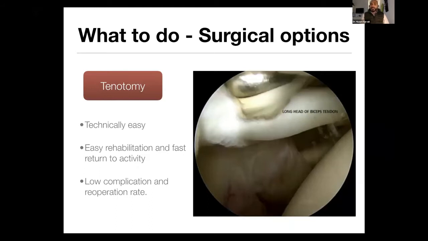So the tenotomy, what is the advantage of doing just a tenotomy for the patient that I suspect or know has a long head of biceps problem? Definitely it's technically easy. It saves a lot of time and makes the rehabilitation fast. Even the return to activity is faster, with a complication and reoperation rate that is somehow low. So it is really an easy and beneficial procedure for the patient if he is complaining of shoulder pain and I'm in the surgery as well. So the tenotomy is a very good option, and it does not need a learning curve, or take time.